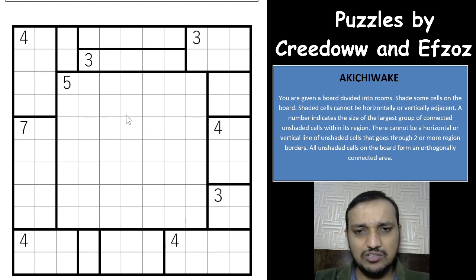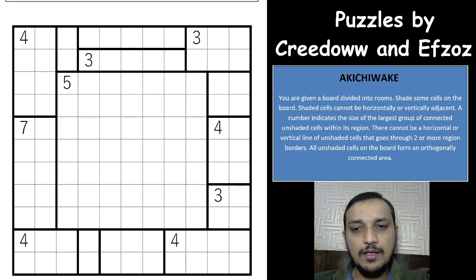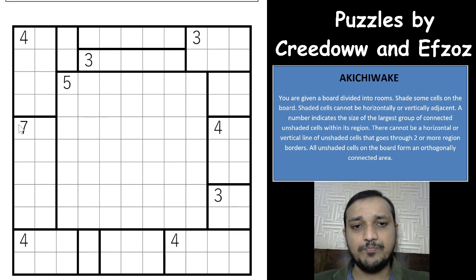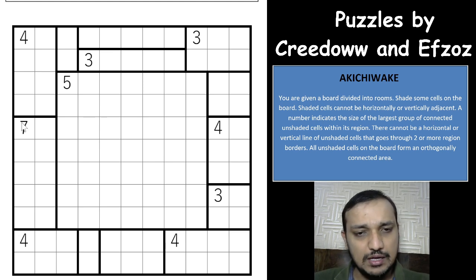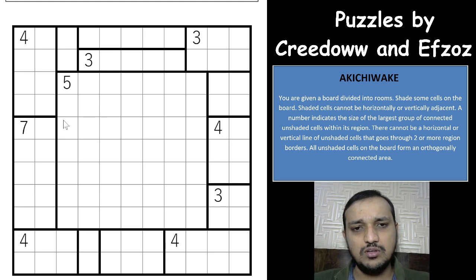And with that, we'll start solving this puzzle. The first thing that you do here is look for a region that is very big where you have a very small number, or look for a region that is very small where the number is quite close to its size. Those are the areas where you should start solving the puzzle.